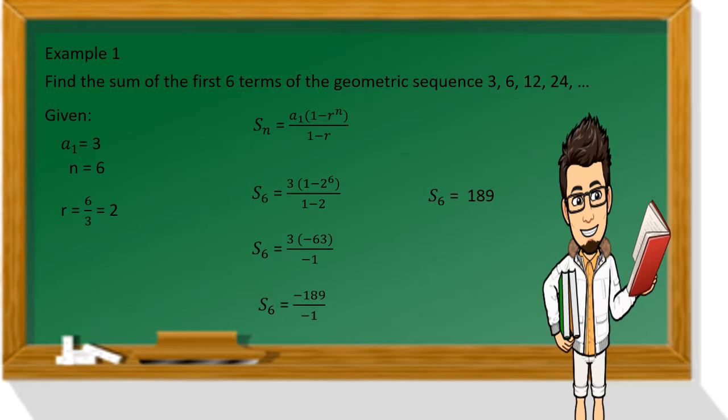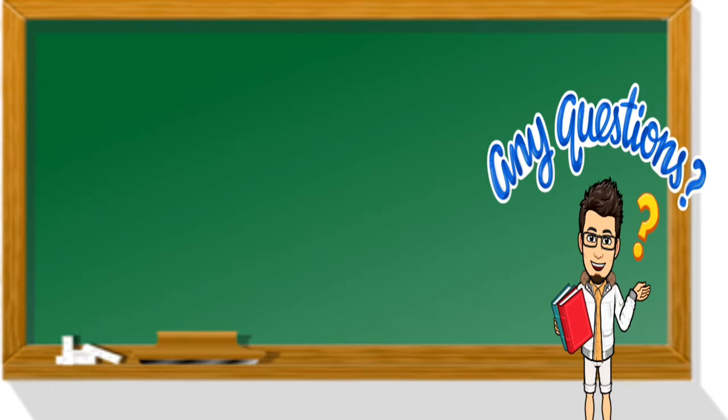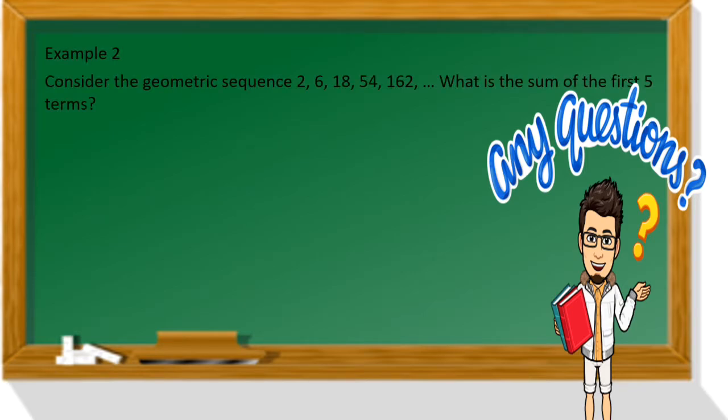So therefore, the sum of the first 6 terms of the geometric sequence 3, 6, 12, 24, and so on is 189. Let's try another one. For example, consider the geometric sequence 2, 6, 18, 54, 162, and so on. What is the sum of the first 5 terms?